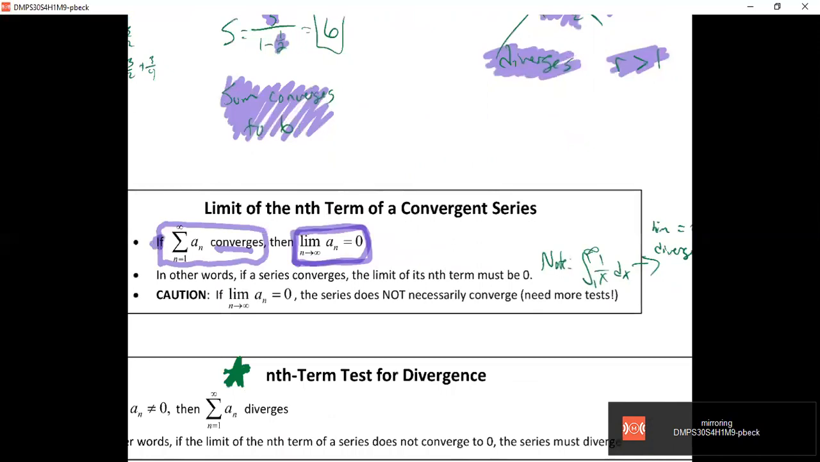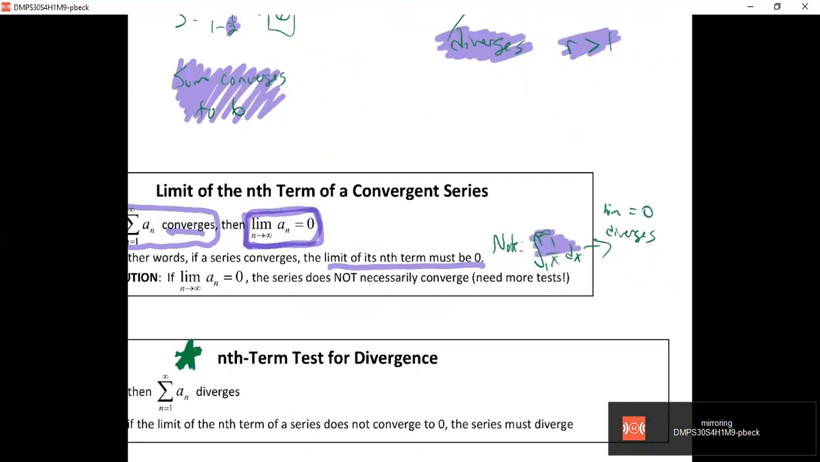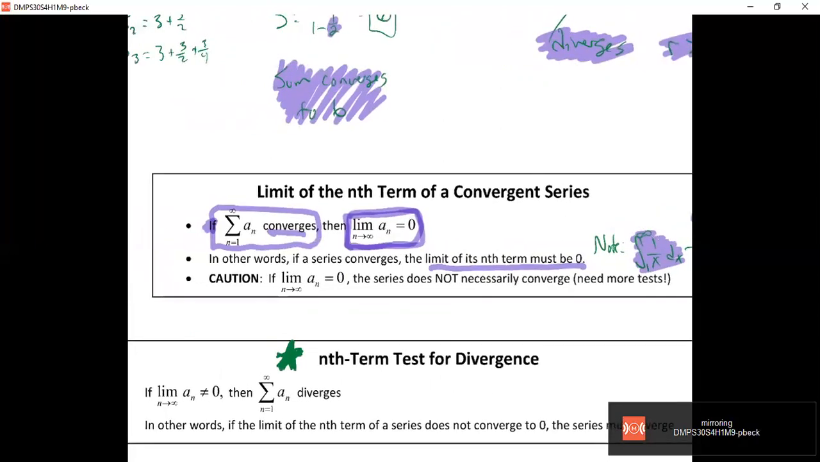But we have to be careful, because just because the limit of the nth term is 0 doesn't mean we actually converge. And I showed this to you earlier, that this infinite sum of 1 over x actually diverges, even though the limit of that sequence is 0. So the conditional statement here is important. If the series converges, then the limit of the sequence is 0. But if the limit of the sequence equals 0, anything can happen.